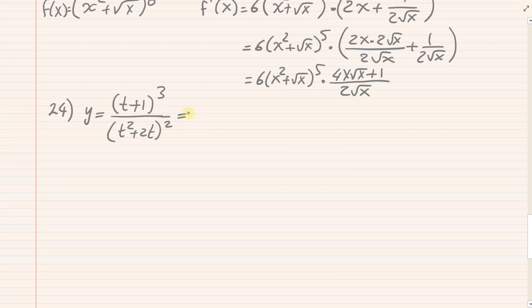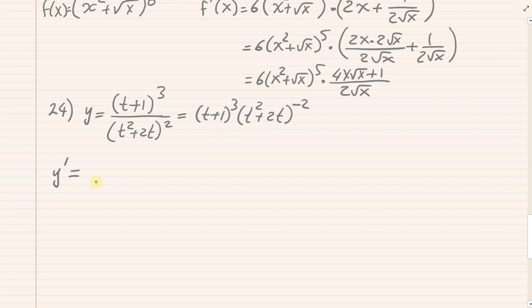One way, if you want to avoid quotient rule, we can rewrite it like this. I can rewrite this as (t plus 1) cubed, this is just an algebraic step, times (t squared plus 2t) to negative 2. And this way, I'm looking at it in the form of a product. Some people prefer to work product rule than they do quotient rule, because quotient rule ends up being messy. But in the end, we're all going to simplify it anyhow.